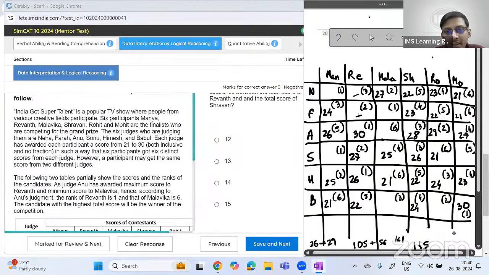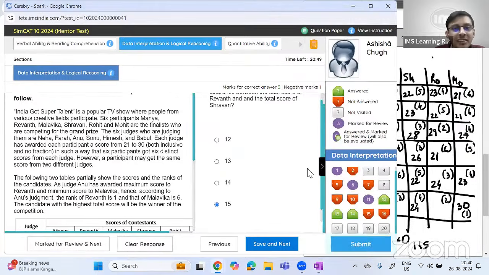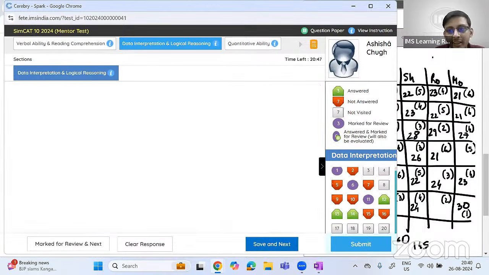I took it as 30. 29 plus 26 will be 55. 55 plus 105 is 160, 160 minus 145, difference 15. That is the maximum difference in the options, so I don't even have to check the other case.